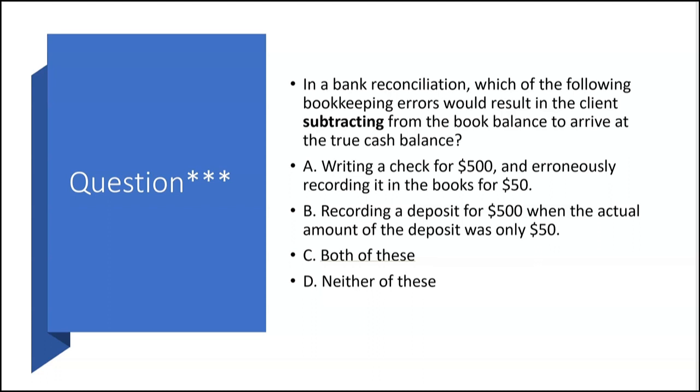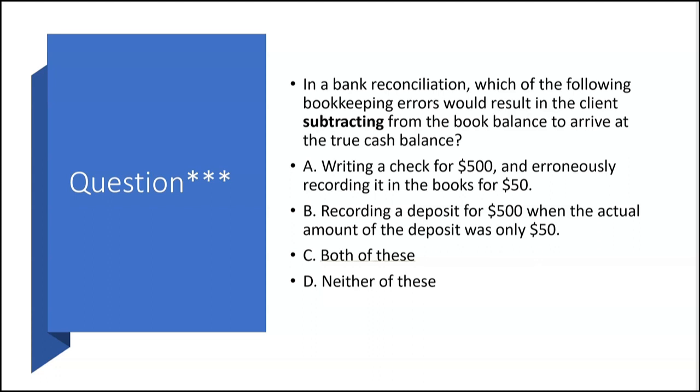And if you write a check for $500 but erroneously record it in the books for only $50, when you do that bank rec, you're going to see that check clearing for $500, and when you go to your books to cross-reference it, you're going to see you only took $50 off. You're going to have to subtract another $450.